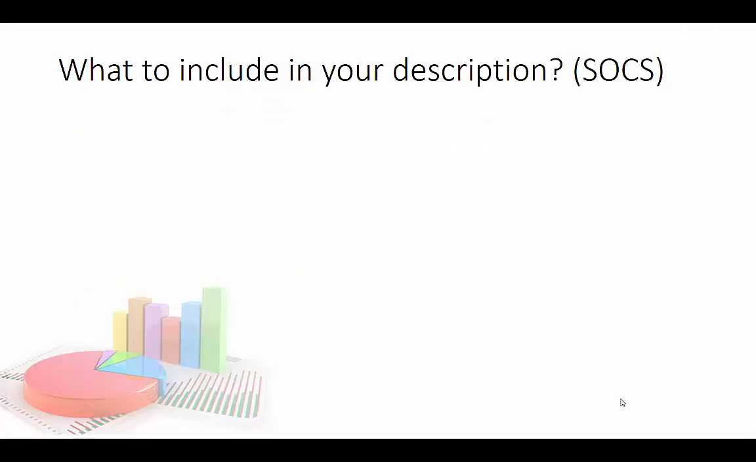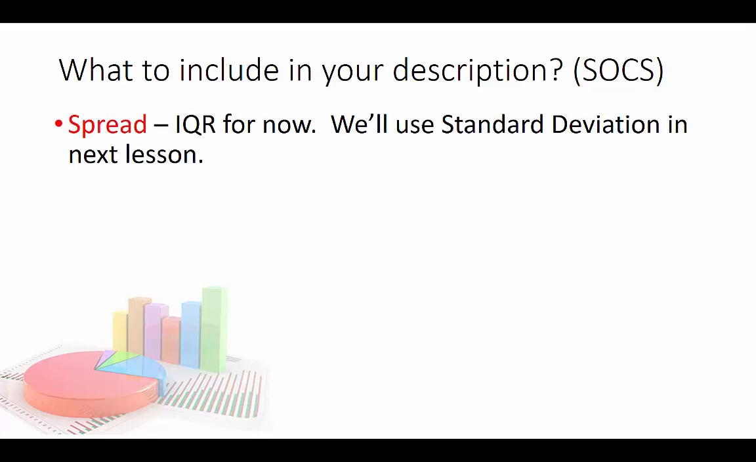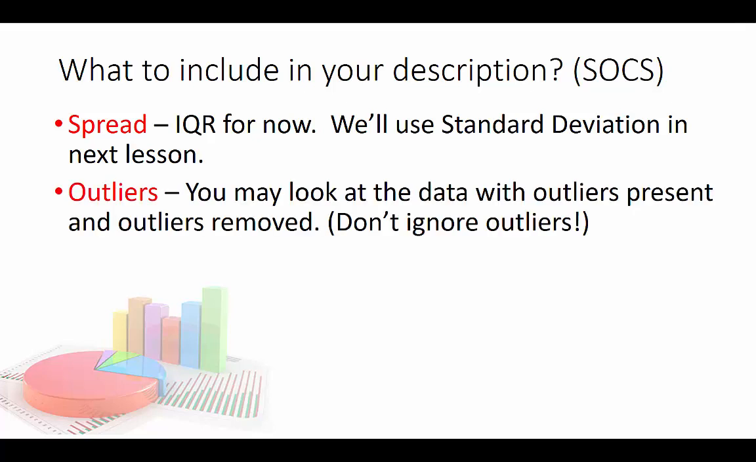So what should you include in your description when describing the data? Well, SOCS is a great acronym. It's spread, which for right now, we've only talked about IQR really. In the next lesson, we will be using standard deviation. So that's how wide your graph is in terms of IQR or later standard deviation.